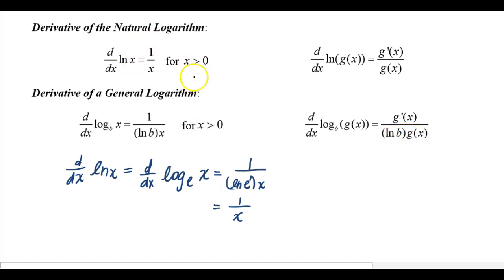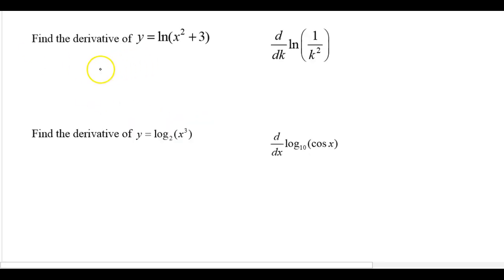So for all of these, we're assuming that x is greater than 0 because logarithms are only defined for positive numbers. Now we'll go ahead and take a look at some examples. Find the derivative of y equals the natural log of x squared plus 3.